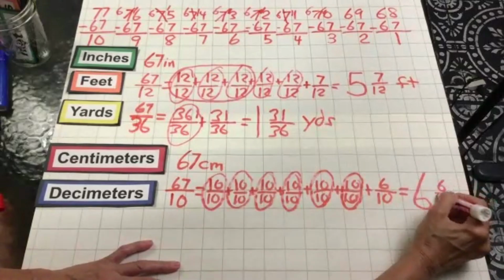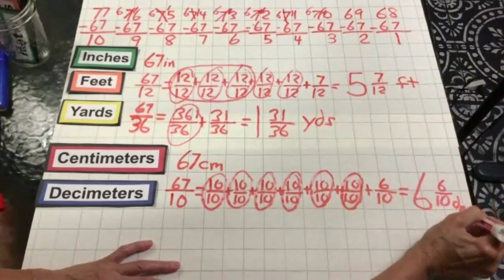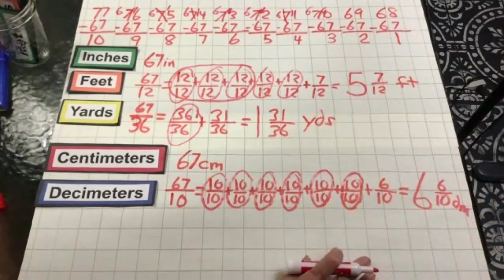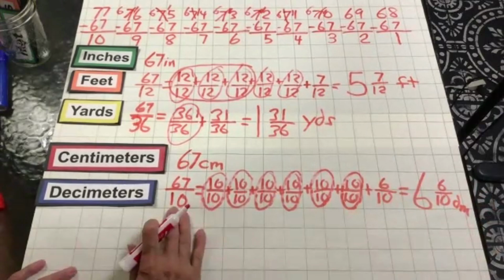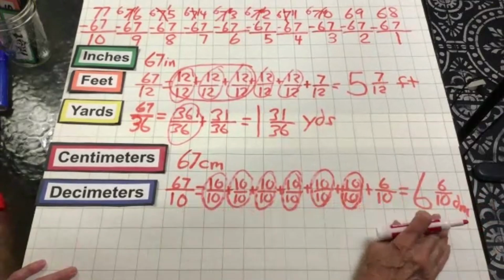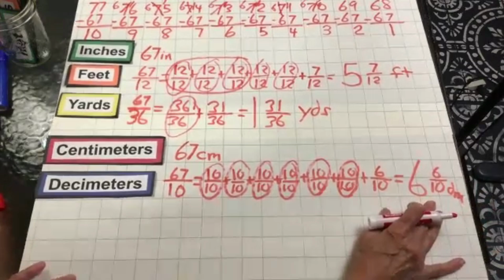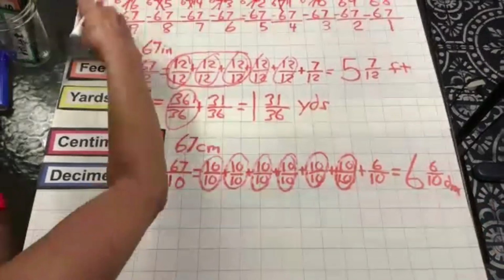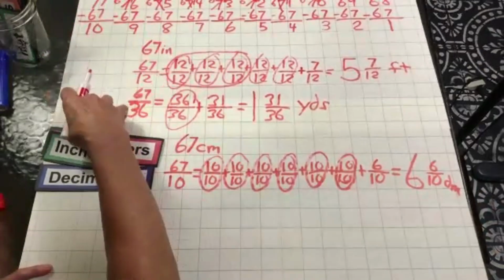And 6/10 decimeters. That's linear measurement. We went from our improper fraction, broke it apart in this addition problem to create our mixed number. So there is our linear measurement in standard form.